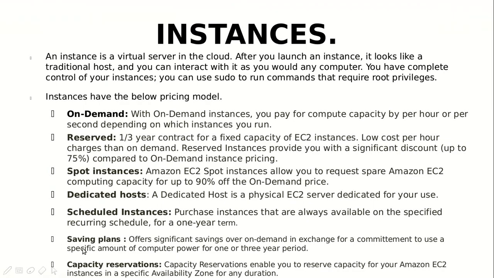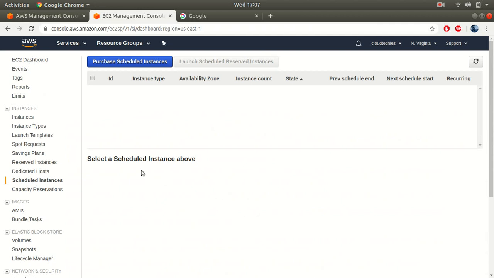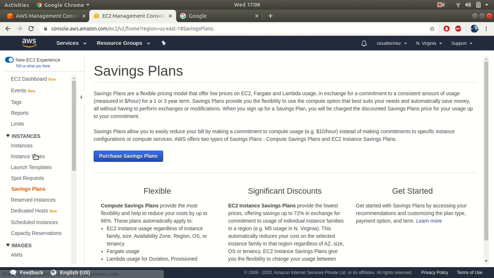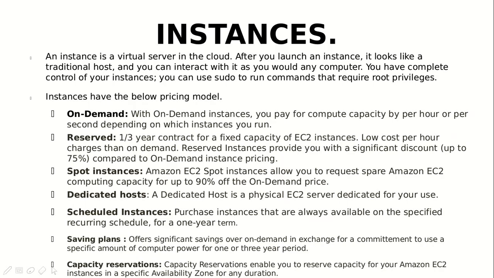Next, we have your savings plans. Now savings plans offer significant savings over your on-demand in exchange for a commitment to use a specific amount of compute power for a 1 or 3 year period. Again, under this you'll have to get into a contract of 1 year or 3 years, and under the savings plans you'll have to make a commitment with Amazon, telling that you're going to use a consistent amount of resources for the contract period, which is 1 year or 3 years. And in return, Amazon gives you a much better discount, that will help you save money.